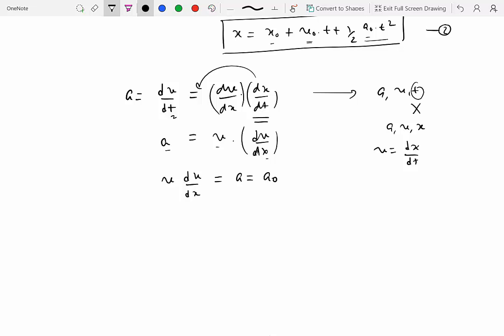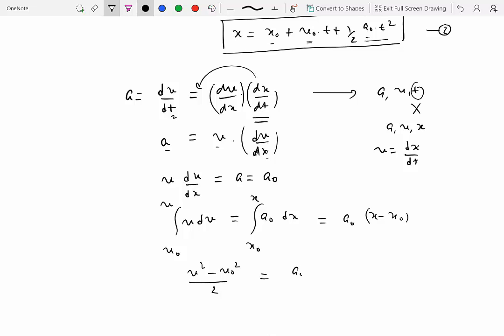So I'm going to write v dv over dx. I'll bring it on the left hand side, and that's a, which is a constant acceleration. So I'll write a0. Okay, now I'll keep v dv on one side because we have the same variable, and on the right hand side I will take dx. Now I can integrate this, going from initial velocity v0 to v, initial position x0 to x. a0 is constant, so that comes out of the integrand, and this becomes x minus x0. And on the left hand side I get (v squared minus v0 squared) over 2, and the right hand side is a0 (x minus x0). So this would be v squared equal to v0 squared plus 2 a0 (x minus x0).